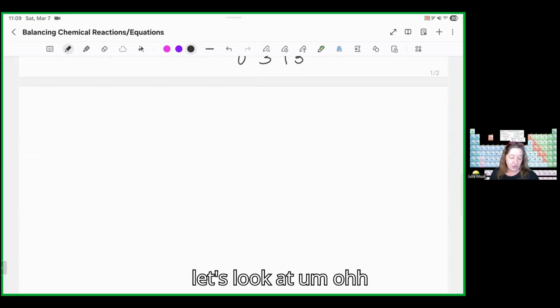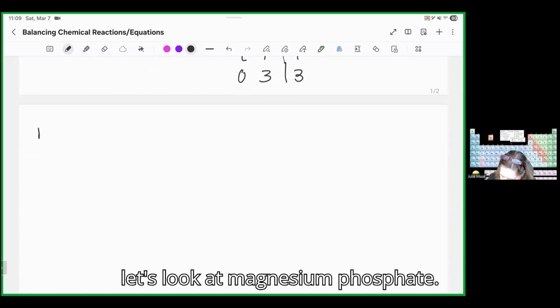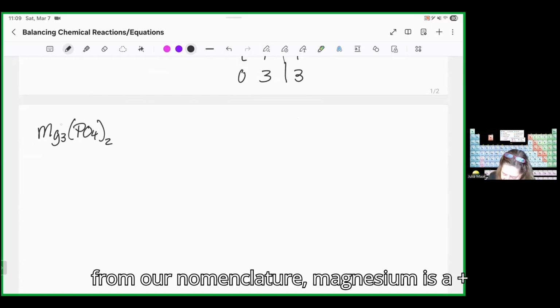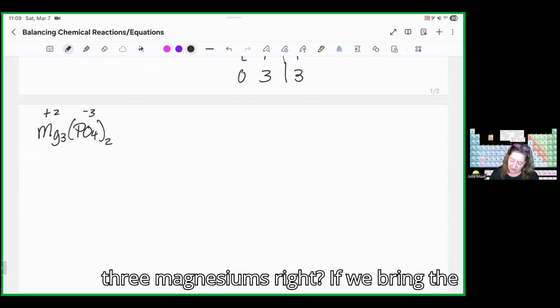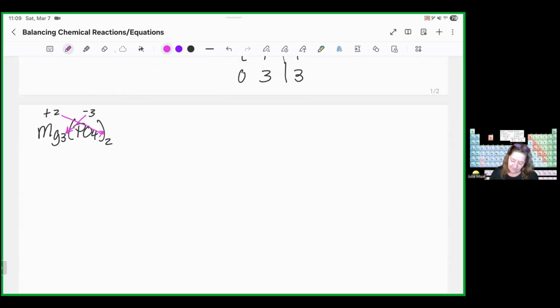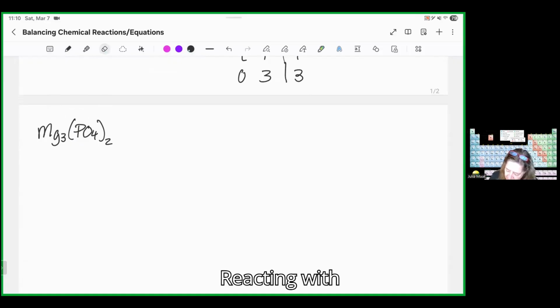Okay, so let's look at a double replacement reaction. Let's look at magnesium phosphate. From our nomenclature, magnesium's a +2 and phosphate's a -3. So if we swap and drop, I need the 3 magnesiums, right? If we bring the 3 down and 2 phosphates. Okay, so if I have magnesium phosphate reacting with sodium sulfate.